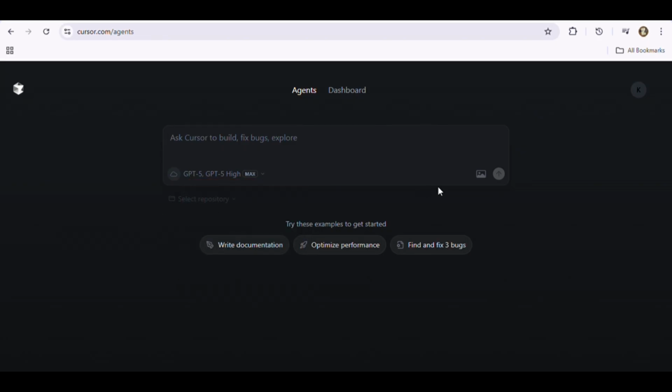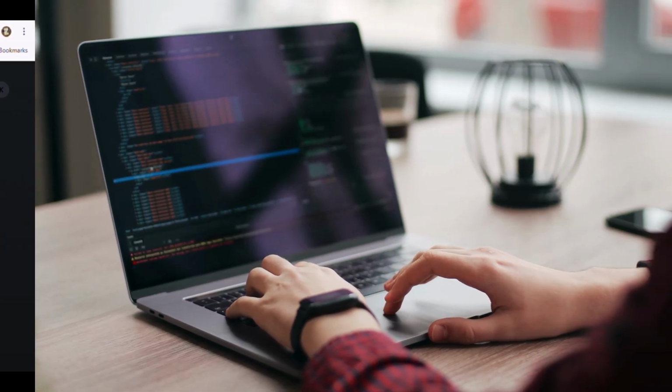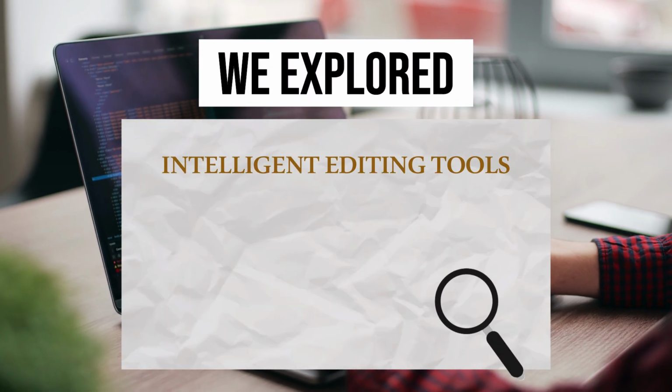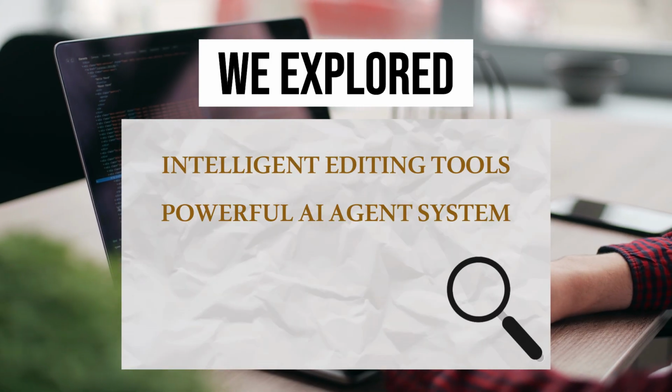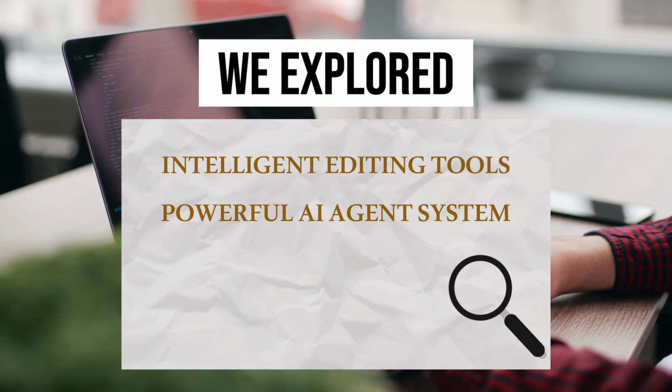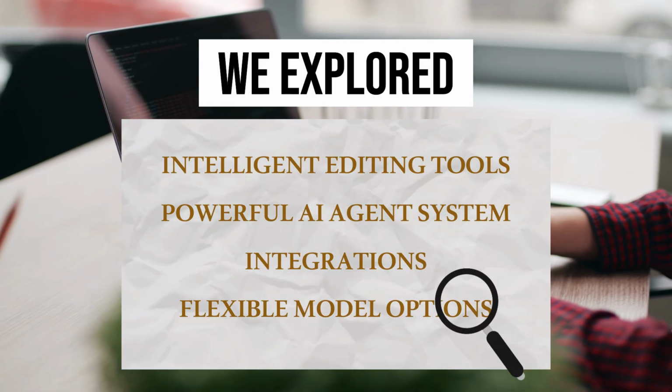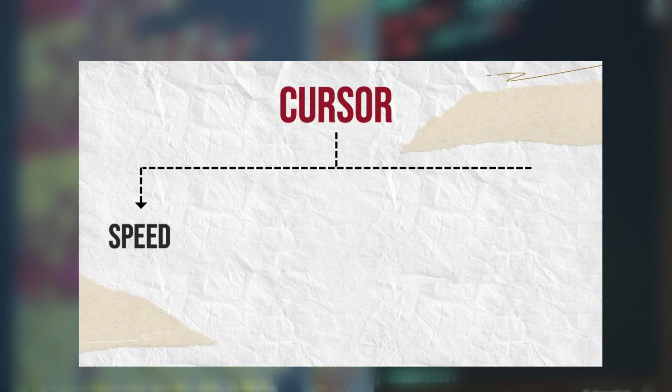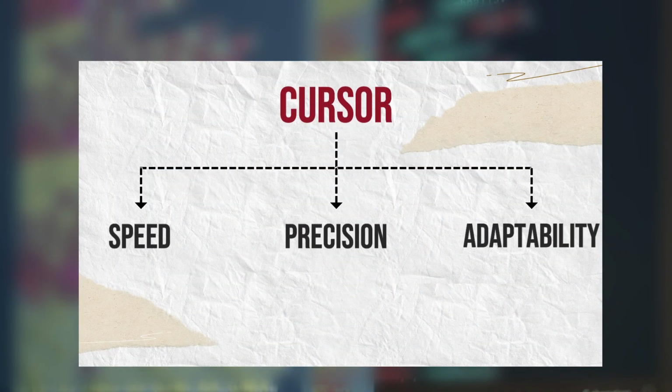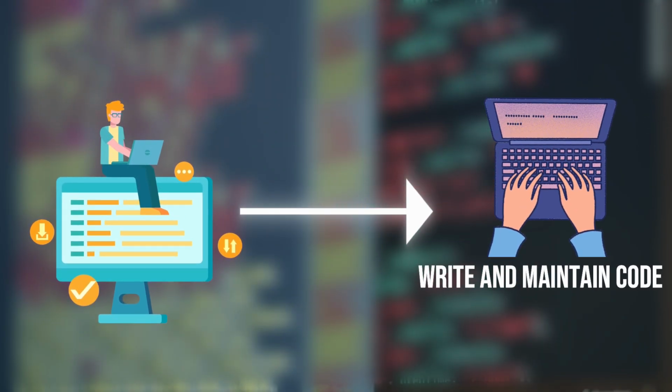And that completes our tour of Cursor, the AI code editor. We explored its intelligent editing tools, powerful AI agent system, integrations, and flexible model options. Cursor brings together speed, precision, and adaptability to transform the way developers write and maintain code.